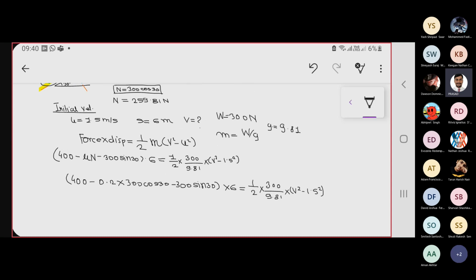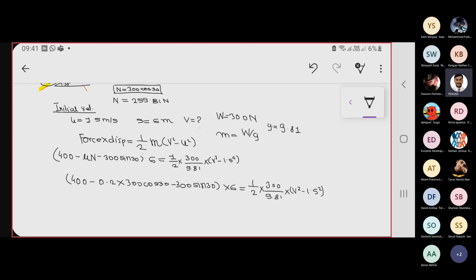So using this equation, we can directly calculate the final velocity of the body with this number of forces acting on the body. Okay, have you understood this?